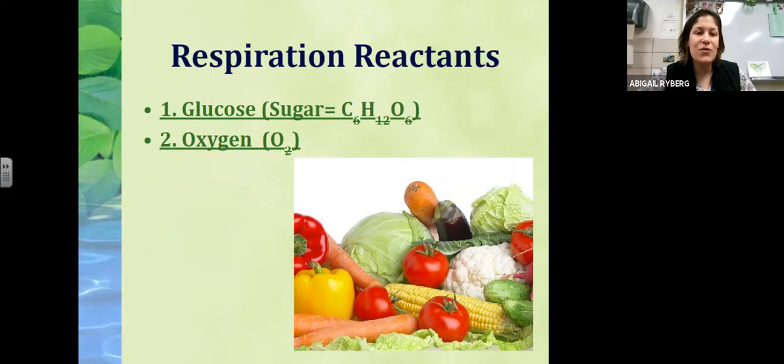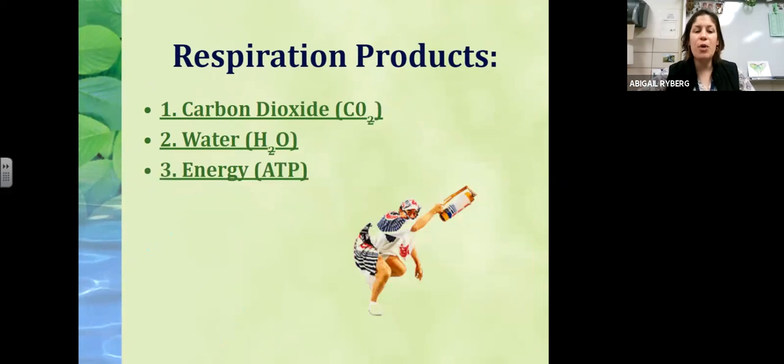The reactants for cellular respiration are glucose, the energy molecule from our food, and oxygen. So we have to breathe and we have to eat in order to fuel our cells. Glucose and oxygen are the only two reactants. The products are carbon dioxide, which we exhale, water, and that energy molecule ATP.